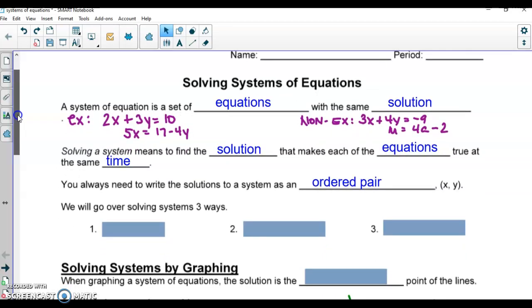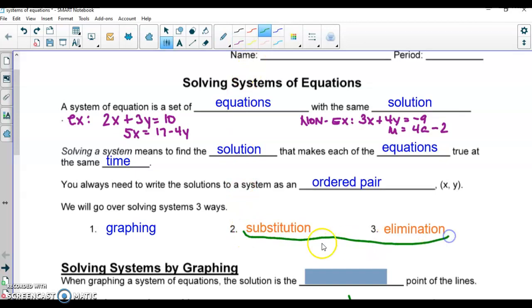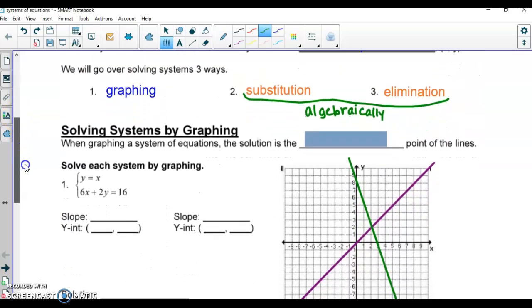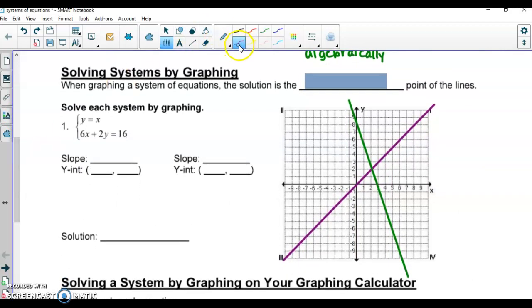There are three different ways that we're going to talk about solving a system of equations: graphing, solving by substitution, and solving by elimination. Substitution and elimination are the two methods that we solve algebraically. All three of these methods are reviewed from 8th grade Algebra 1. Today we're going to focus on solving by graphing. So let's first get started in graphing.